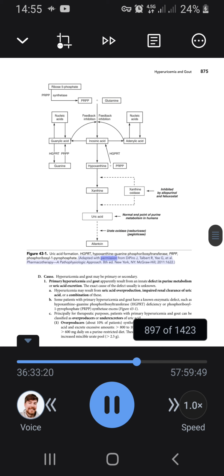Adapted with permission from DiPiro J., Talbert R., Yee G., et al. Pharmacotherapy, a pathophysiologic approach. 8th ed. New York, McGraw-Hill, 2011.